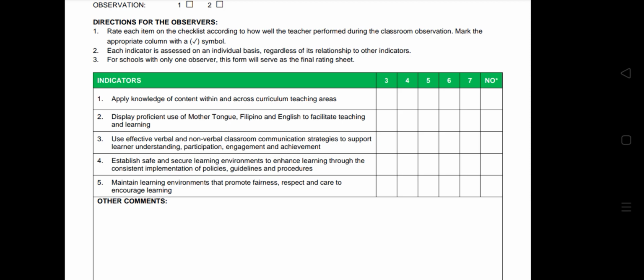Next, number 2, display proficient use of mother tongue, Filipino, and English to facilitate teaching and learning. Okay? Last school year, wala ito. Ngayon lang ito meron. Pero ginagawa ito ng mga guro. Hindi pa man dumating ang RPMS indicator na number 2 na ito, ginagawa nyo na ito, mga kaguro ko.